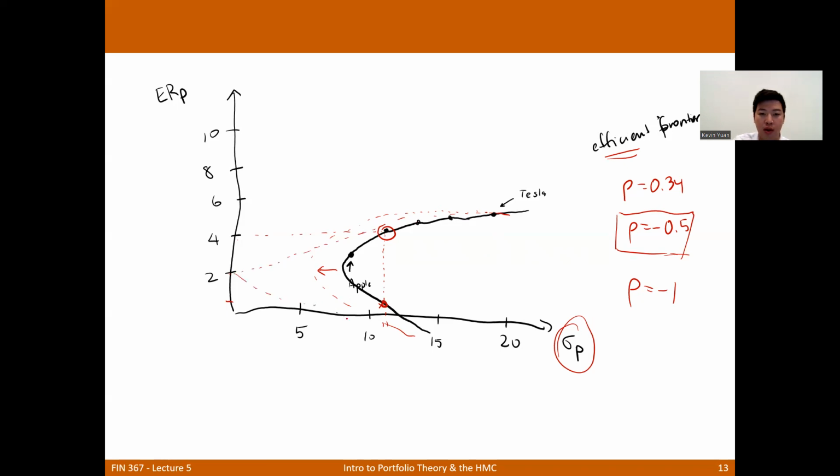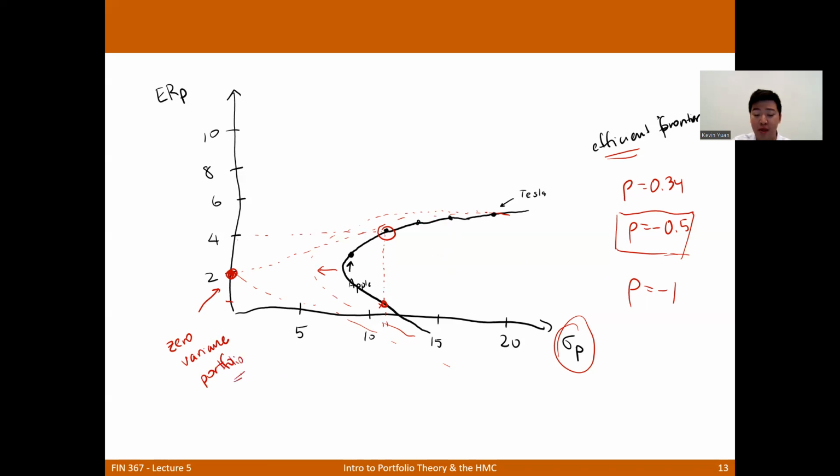Kind of like a little sword action here. There's a little triangle. And notice that you're able to achieve this point over here. Okay, so with a correlation of -1, you're no longer in a bullet-shaped curve world, but you're instead in a triangle world, right? Which I've drawn over here. And notice what this point is. This point is a zero variance portfolio.